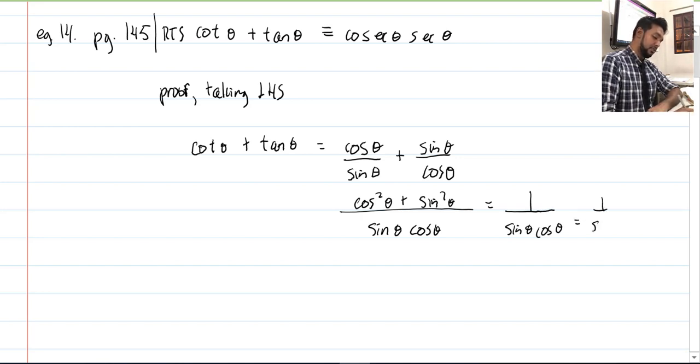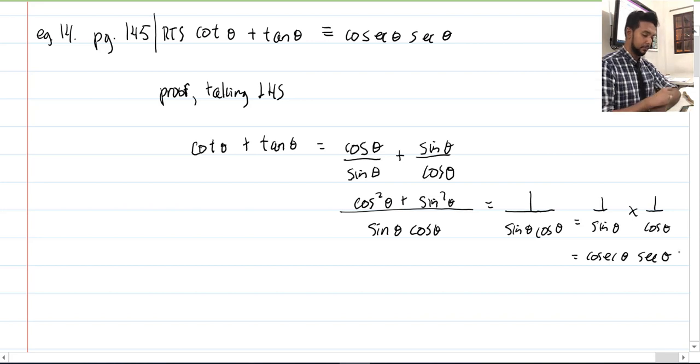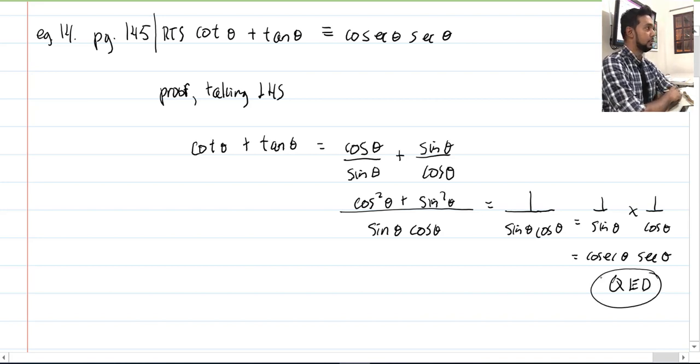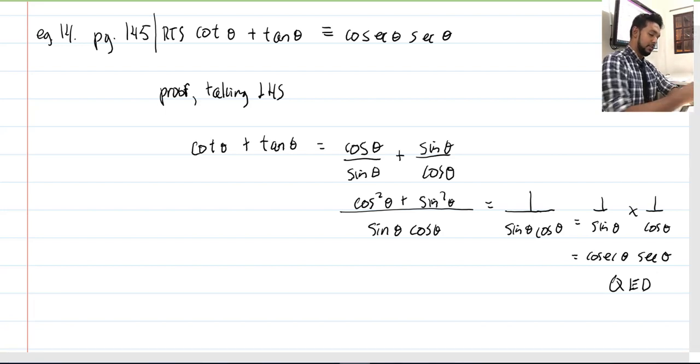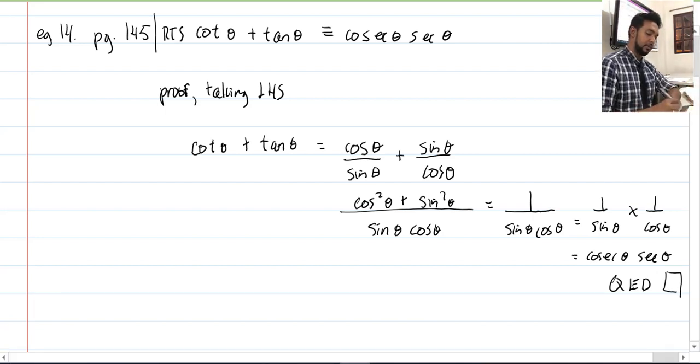And we could decompose this, simply break it up into 1 over sine theta by 1 over cos theta. 1 over sine theta is equal to cosec theta. 1 over cos is sec theta. Right, and you could put QED, which is Latin, quod erat demonstrandum, and it means basically what was required was shown, or some people say quite easily done, or some people just put a little square, rectangle-ish kind of thing. Up to you, your choice.